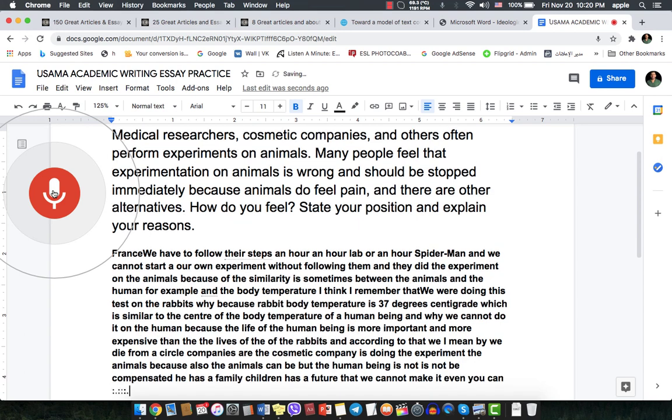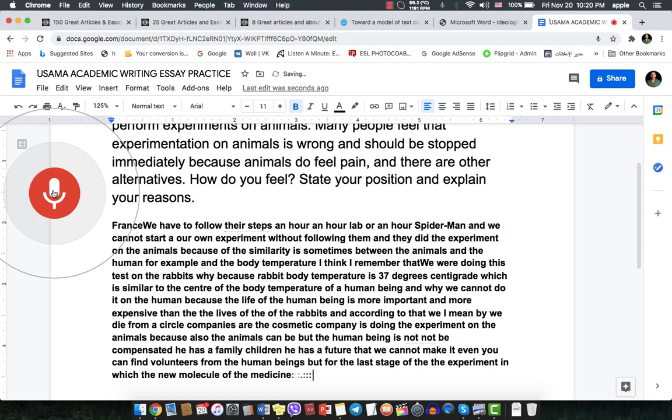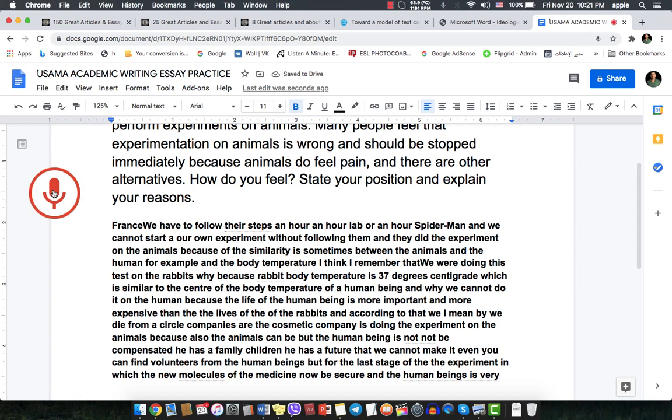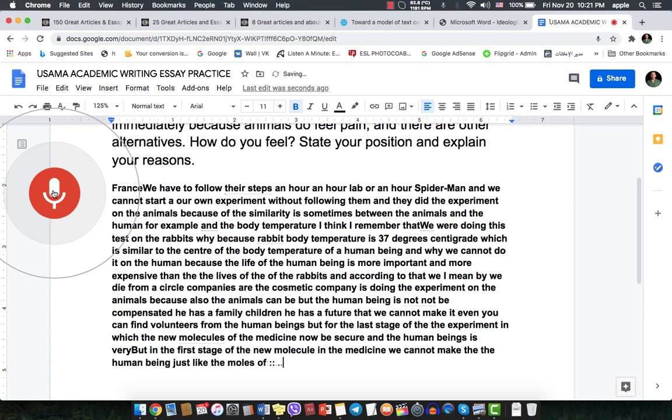You can find volunteers from the human beings, but for the last stage of the experiment, in which the new molecule of the medicine is secure, and the results of using it on human beings are very secure and ensured. But in the first stage of discovering a new molecule in the medicine, we cannot make the human being just like the mouse of the lab. And for that reason, I think the pharmaceutical companies or medical companies do their experiments on the animals.